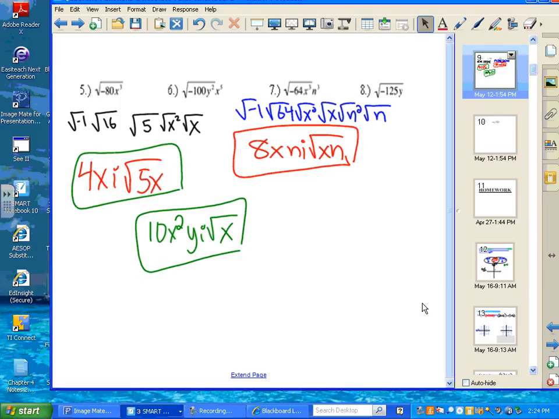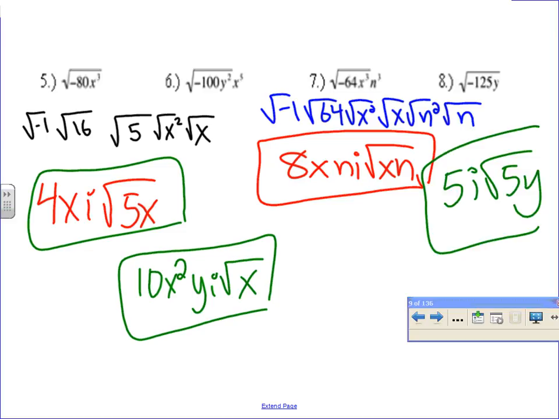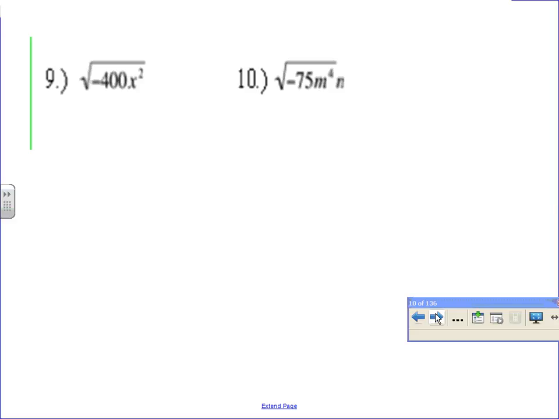Okay, number 8, Luke C. What'd you get? Good. 5i times the square root of 5y. So check number 8. Does anyone need me to go over that? Gigi? Okay. Gigi, number 9, please. Good. 20xi. Eric, number 10.